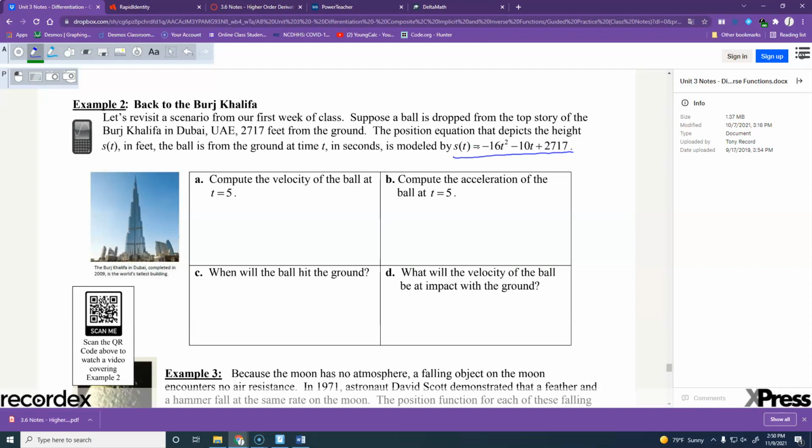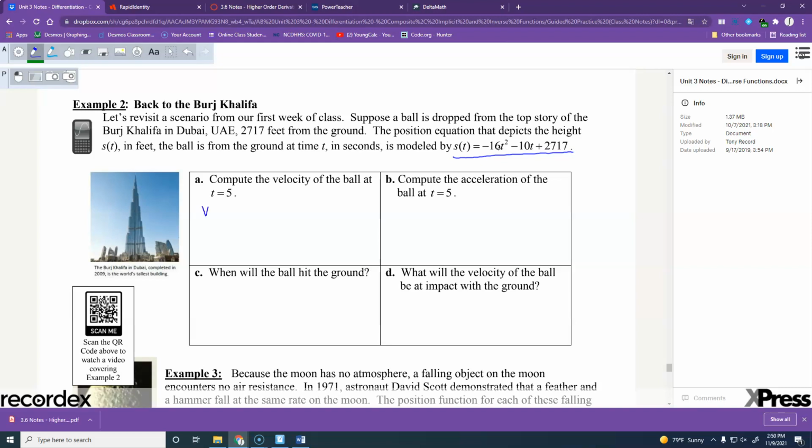So this particular ball has been thrown from the top of this building. Obviously, it has some negative velocity to begin with, so instead of just dropping it, they threw it. We are ignoring air resistance, because that will make it more complicated than we're willing or able to handle. So, if I want to know the velocity of the ball at t equals 5, what do I have to do to find the velocity? What do you think, Ethan?